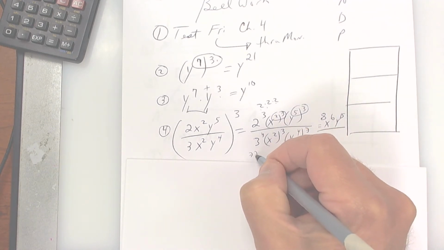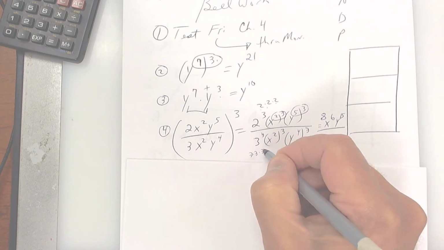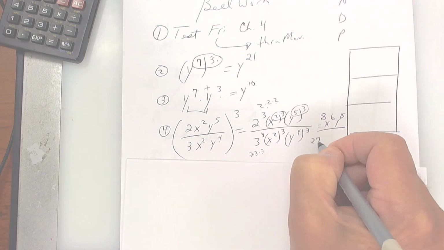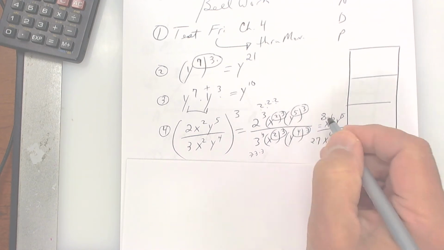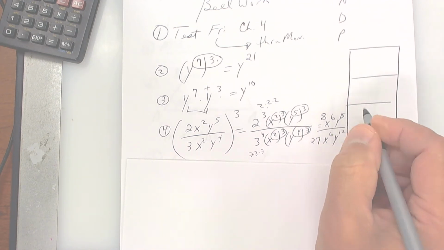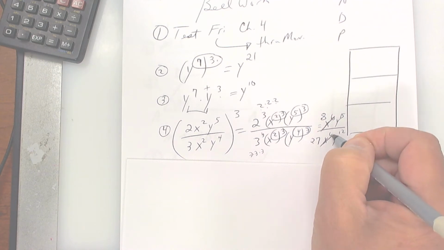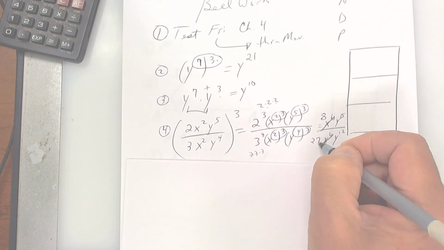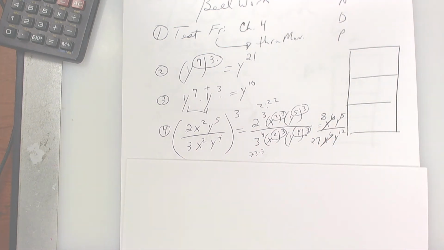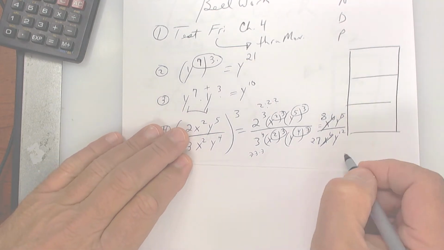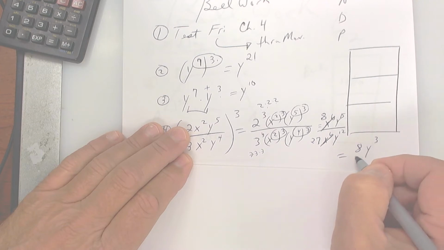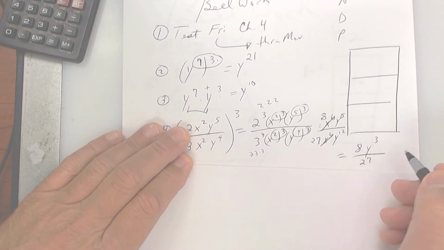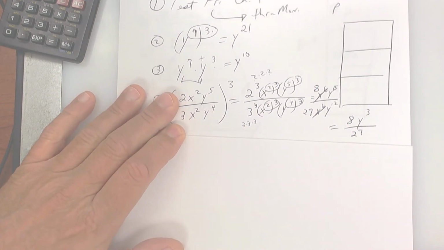3 times 3 is 9 and 9 times 3 is 27. So it's going to be 27 x6 y12. The x6's cancel. There's no number that goes into 8 and 27, but you have more y's at the top. So it's going to be 8y to the 3rd over 27. Make sure you understand that. Any questions?